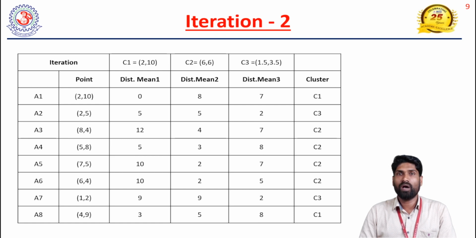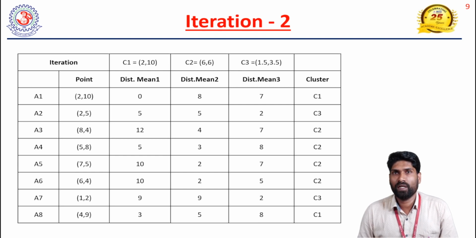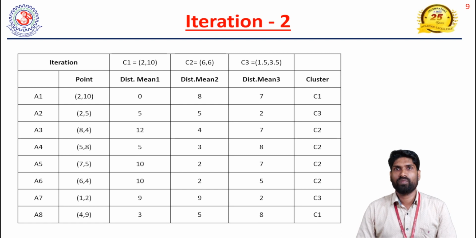Now we have to calculate the distance of C2 with all the points A1 to A8. Same distance formula we are using, Manhattan distance. Now we fill this value by calculating this distance. We got 8, 5, 4, 3, 2, 2, 9, 5. All the rows we filled. And again C3 also, this cluster center is changed. Now it becomes 1.5 comma 3.5. So we have to calculate again the distance between C3 and A1, A2, A3, A4, A5, A6, A7 and A8. We calculated this distance. We got 7.2, 7.8, 7.5 and 2.8. All these values we calculated.